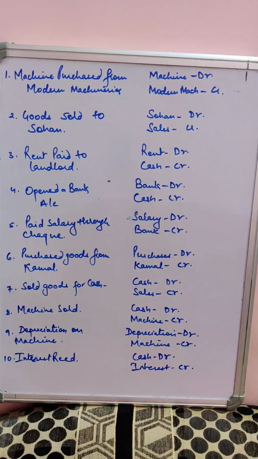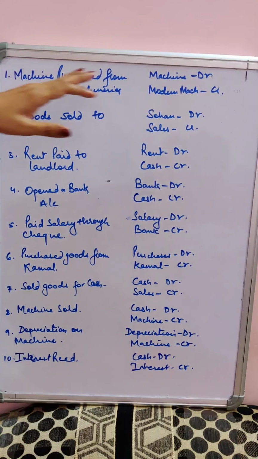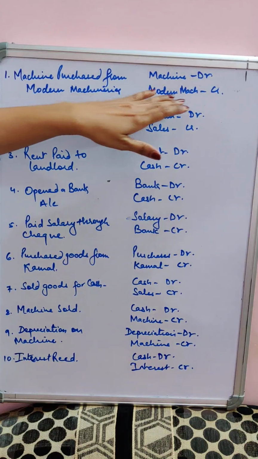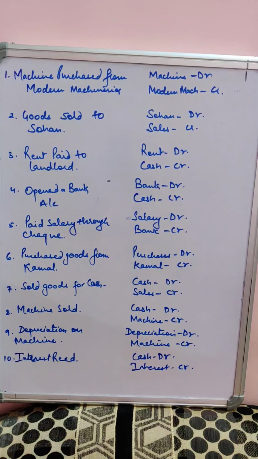Now here the two things we have are machine and Modern Machineries. Machine is part of your asset, so any increase in asset will be debited. Modern Machineries, we need to pay him sooner or later, so it becomes our creditor. The rule for increase in liability is that it will be credited, so we are crediting it because it becomes a creditor to us.